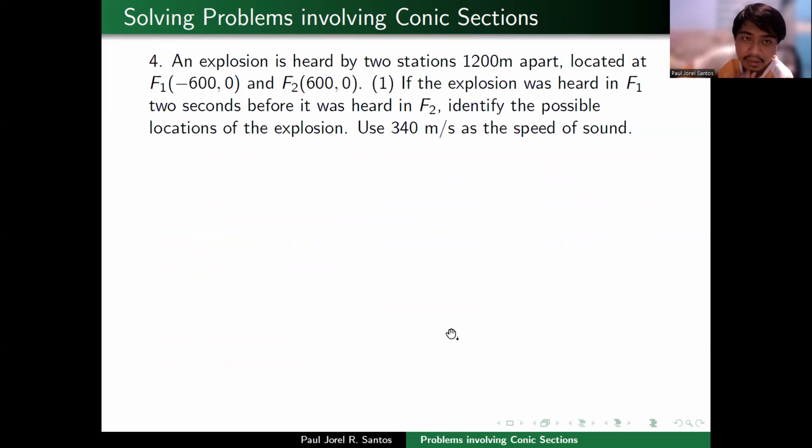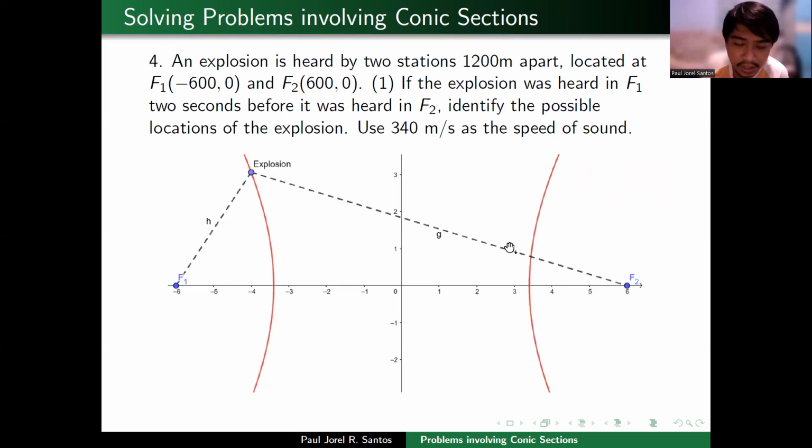And for our last problem, an explosion is heard by two stations, 1,200 meters apart, located at negative 600 and 600. If the explosion was heard in F sub 1 2 seconds before it was heard in F sub 2, identify the possible locations of the explosion. Use 340 meters per second as the speed of sound. Take note that the speed of sound is not exactly 340 meters per second, but it is 343. But we will be using 340.